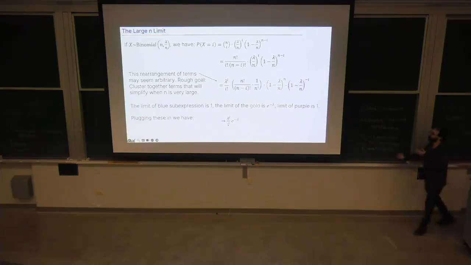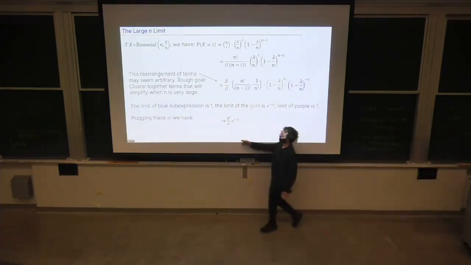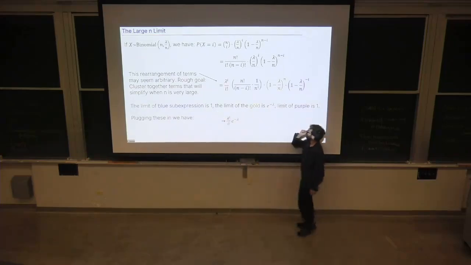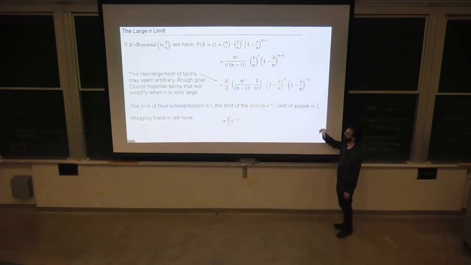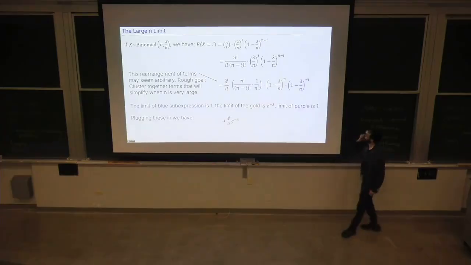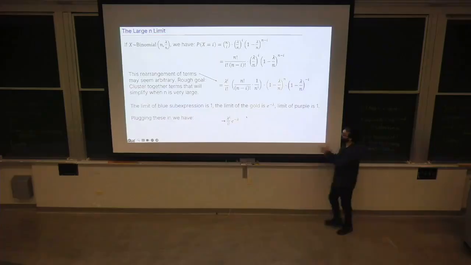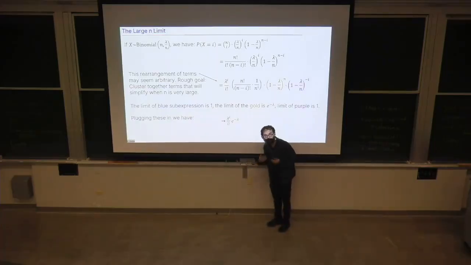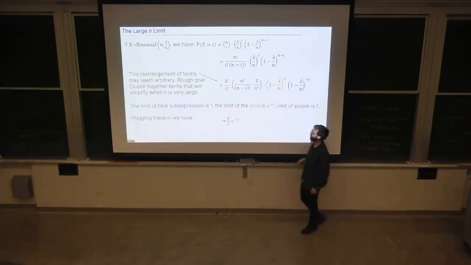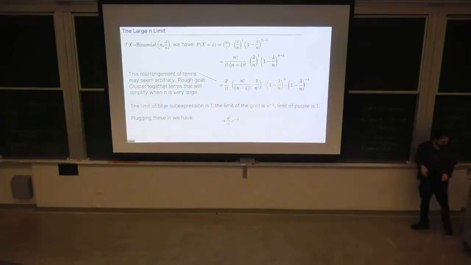Okay? So the punchline is that the limit of the blue expression is 1. The limit of the gold expression is e to the minus lambda because of that formula I said I'm not going to prove. And lastly, the limit of the purple is 1. So we're left with simply that the overall probability, once you go to the large n limit, is just this lambda to the i over i factorial that we pulled up, and then this part, which is the e to the minus lambda. And that's where the connection to this continuous compounding comes in. We did an infinite number of experiments. That's why e is popping up there.